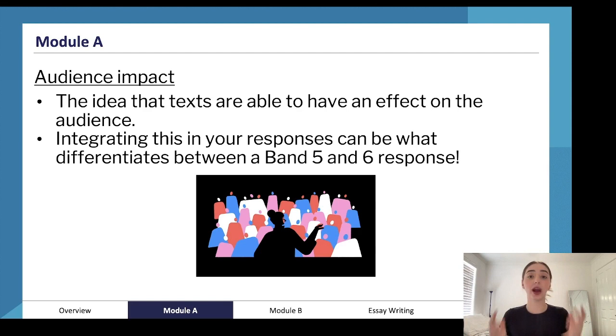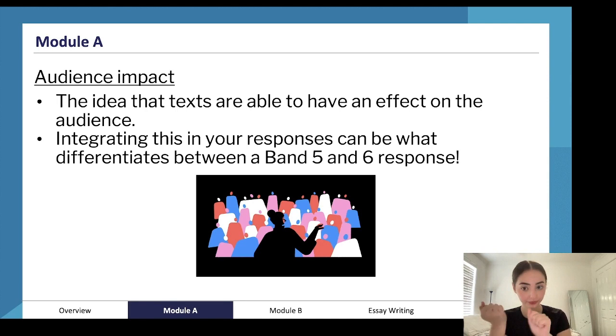Just like how in the common module, you build up to the why, why is your composer showing this to us? What are they trying to say about the world? What are they trying to open our eyes to or challenge? And that's what you want to build up to in the common module. Here, we want to build up to audience impact. How is this challenging the way you view other cultures, the way you view other identities, the way you view your own culture, the way you view your own identity? Okay, that's what I need from you guys to talk about.